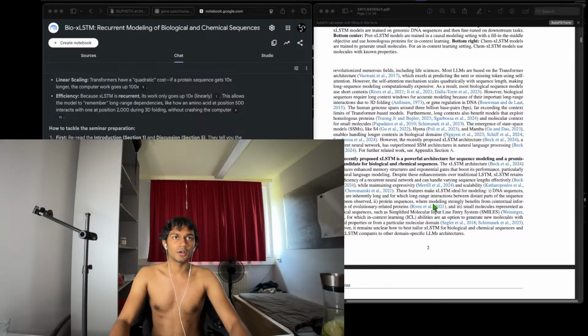Protein sequences, where modeling strongly benefits from contextual information of evolutionarily related proteins. Small molecules represented as chemical sequences, such as the Simplified Molecular Input Line Entry System, SMILES.